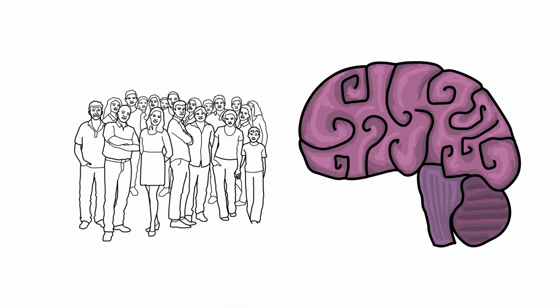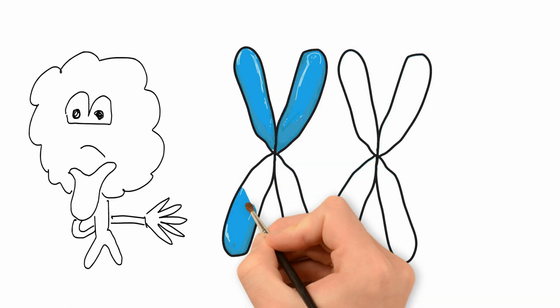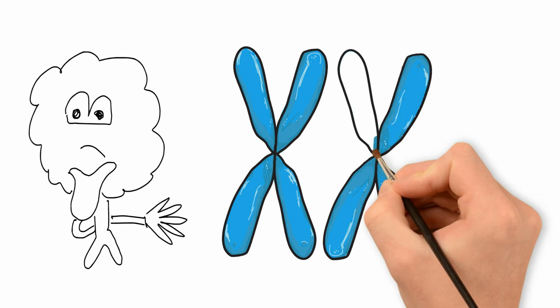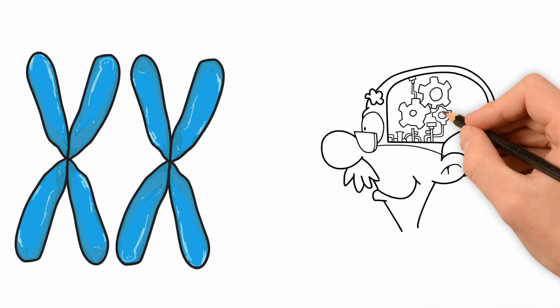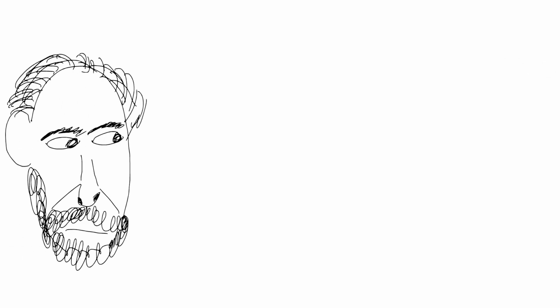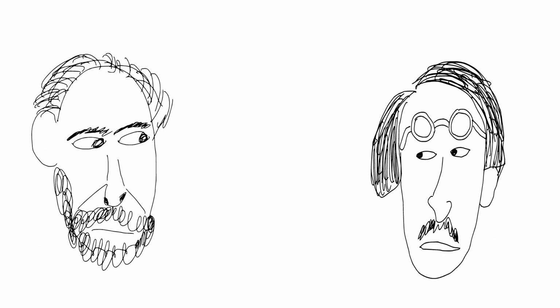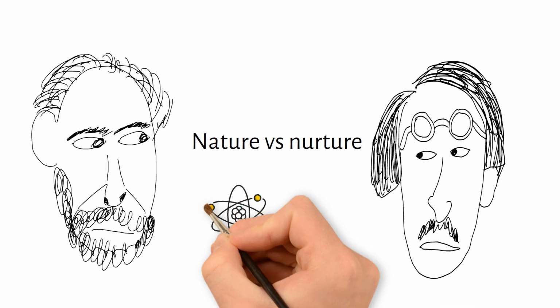But here's the big question. Is neurodivergence, such as ADHD, autism and dyslexia, something passed down through our genes? Or could the environment play a pivotal role in shaping the way our brains develop? So let's dive deep into the fascinating debate of nature versus nurture when it comes to neurodivergence.